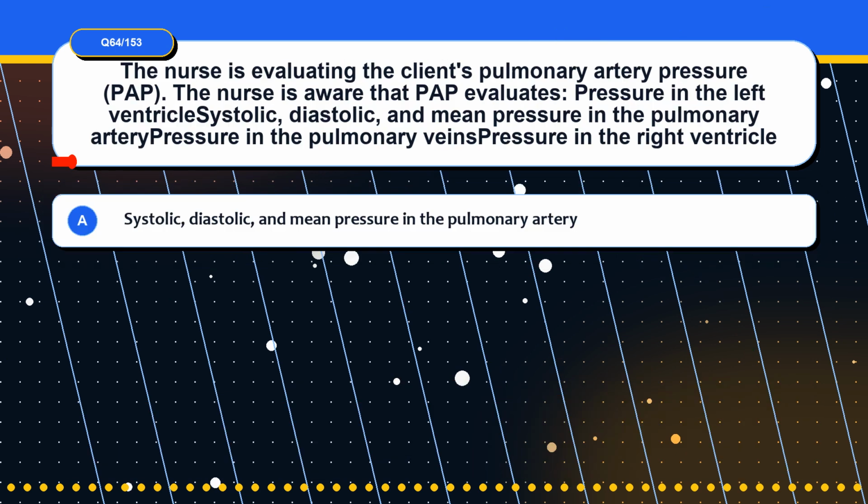Question 64. The nurse is evaluating the client's pulmonary artery pressure (PAP). The nurse is aware that PAP evaluates: systolic, diastolic, and mean pressure in the left ventricle; systolic, diastolic, and mean pressure in the pulmonary artery; pressure in the pulmonary veins; pressure in the right ventricle. Here are the options. Option A. Systolic, diastolic, and mean pressure in the pulmonary artery.